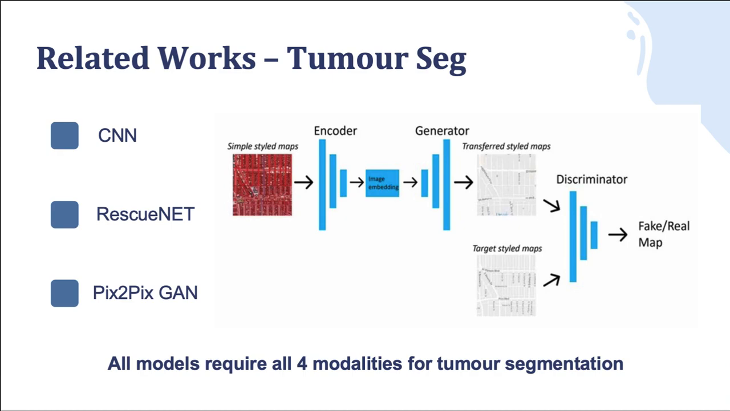As for tumor segmentation, there are CNN, RescueNet, and Pix2Pix GAN models. All these models require all MRI modalities discussed previously to be present to carry out tumor segmentation. Pix2Pix GAN was a model developed by Phillip Isola and an implementation of the conditional GAN, which has a generator and discriminator network.